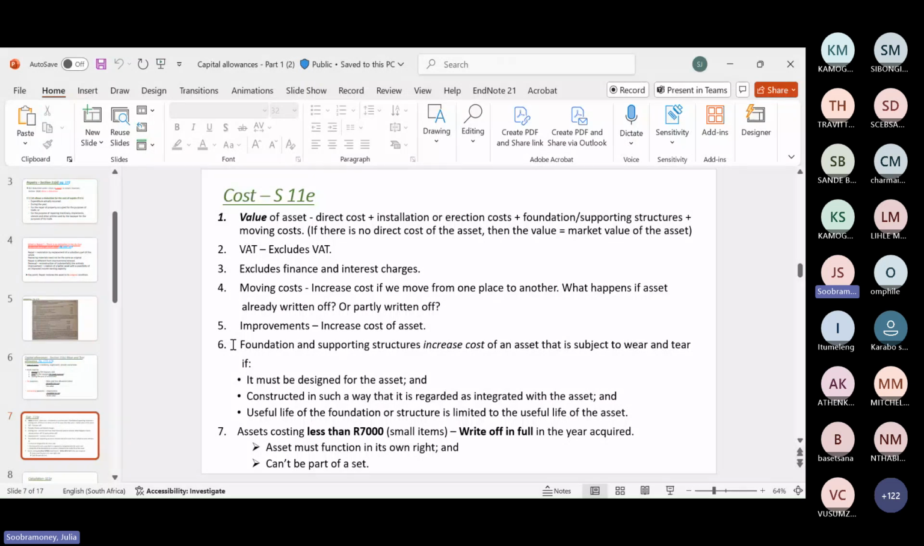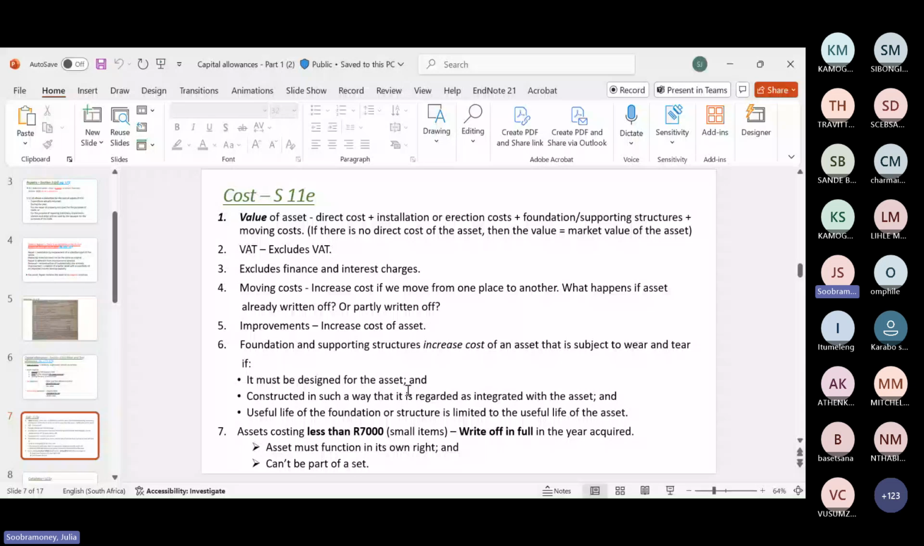So when are you allowed to include this structure as part of the cost price of the asset? Number one, it must be designed for that asset. So basically, only that asset can use that structure. I cannot make one structure and say, oh no, this structure will be used for all these assets. That means it's actually a standalone asset. If it can be used for multiple assets, it's seen as a separate asset then. So for it to be part of the cost price of one asset, it has to be designed specifically for that asset and constructed in such a way that it is regarded as integrated with that asset.